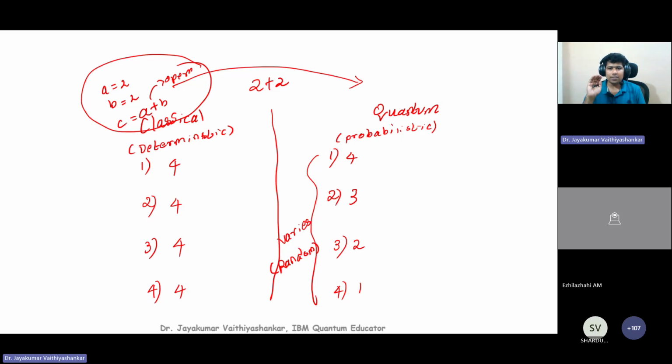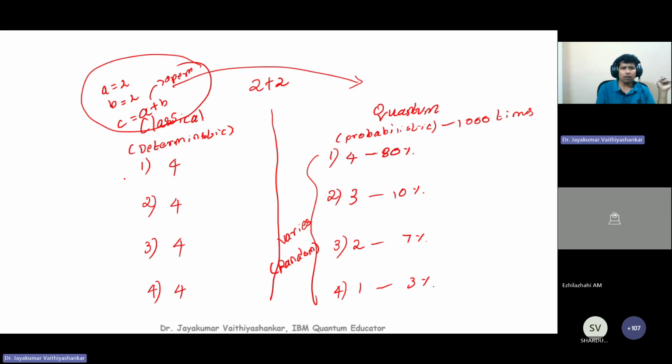To understand this, we need to run multiple times. Take an example of 1,000 times. If you run it 1,000 times, then you will have a probability distribution. 80% of the time, you'll get the answer 4. 10% of the time, you'll get 3. 7% of the time, you'll get 2. And 3% of the time, you'll get 1. So here, all the answers are correct because it is deterministic in nature.